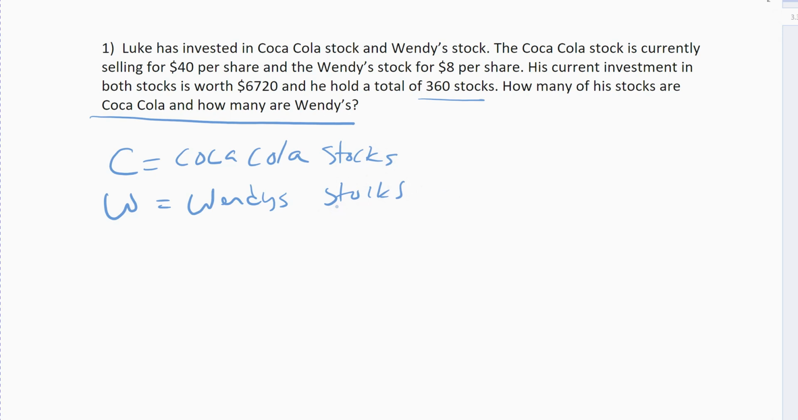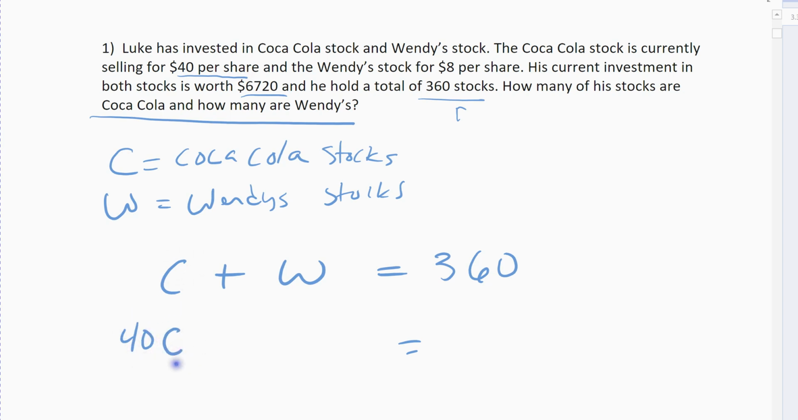Now I come up with two equations. First equation is going to come from, I know, if I take the Coca-Cola stocks, add it to the Wendy's stocks, it should add up to a total of 360. So my first equation is C plus W, Coke stocks plus Wendy's stocks, have to add up to 360 total stocks. Then the second equation is the value of the stock, right? If I sell my Coke stocks, they're worth $40. So every Coke stock has a value of $40. So the Coke stocks are worth 40 times however many there are, C.